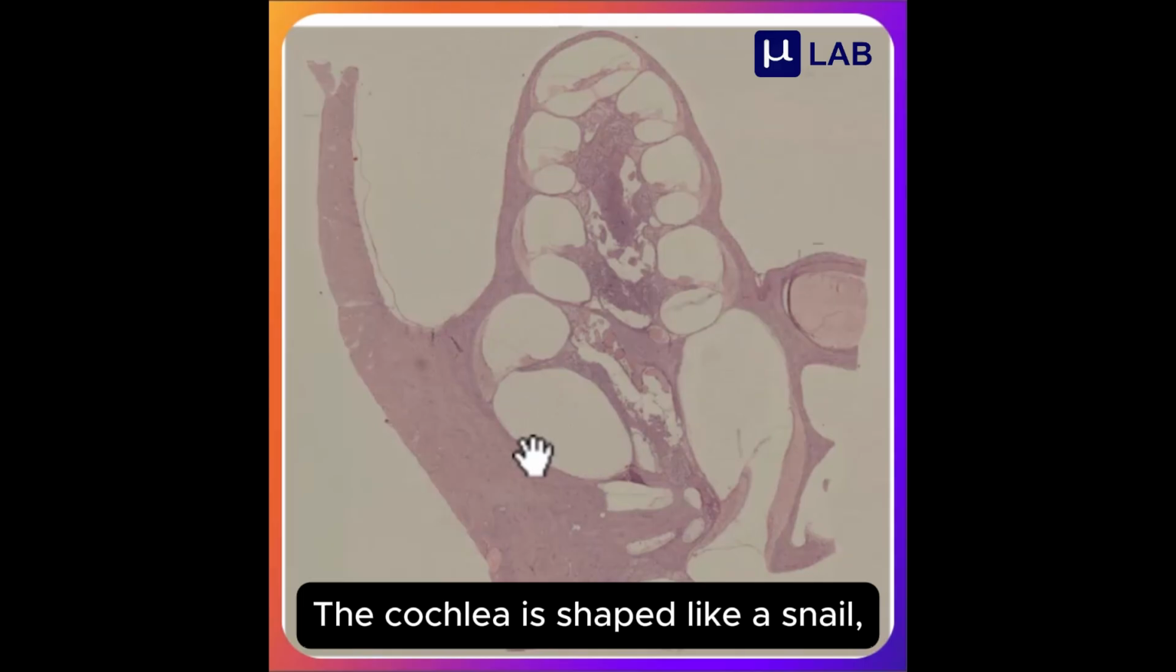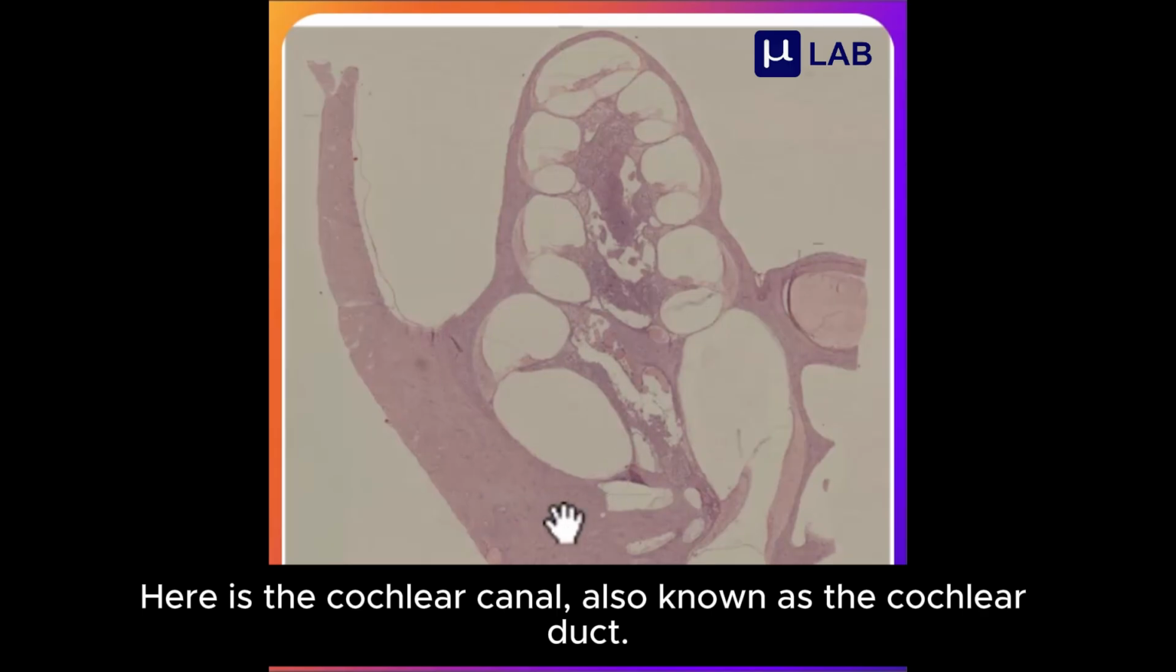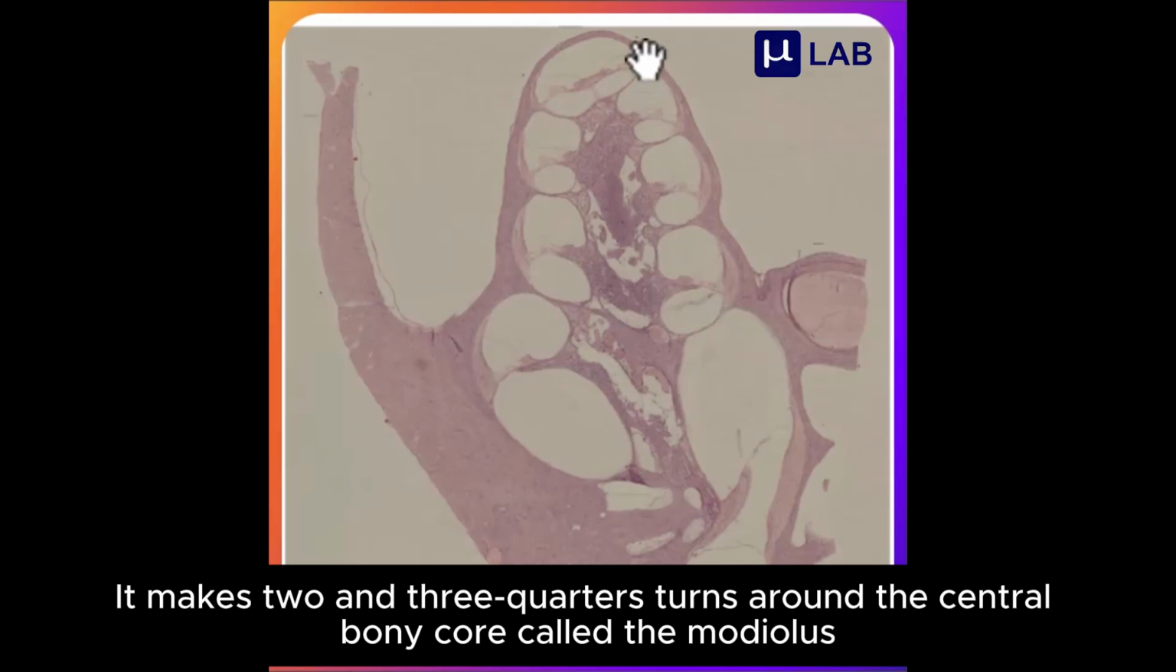The cochlea is shaped like a snail. And when you take a cross-section, you can see a structure very similar to a cross-section of a snail, as shown here. Here is the cochlear canal, also known as the cochlear duct. It makes 2 3/4 turns around the central bony core called the modiolus.